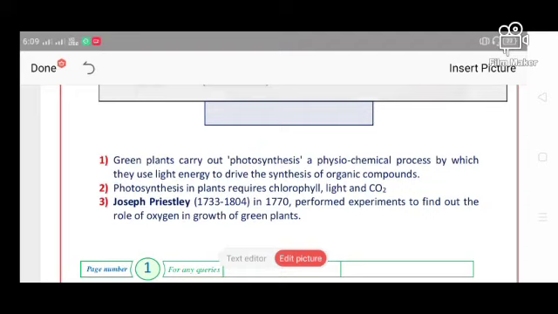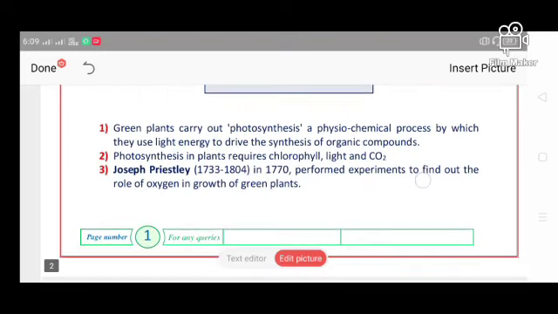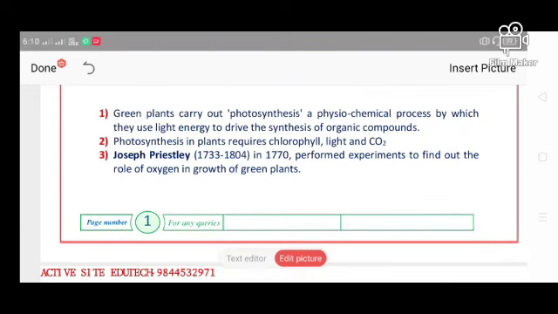Next, there are some points which we have to remember in order to crack the different competitive examinations. The first point is that green plants carry out photosynthesis, a physiochemical process by which they use light energy to synthesize organic compounds. Photosynthesis is a photochemical or physiochemical reaction, that means it is the simultaneous action of physiology as well as chemical reaction, where light is used to synthesize the organic compound. So light helps to convert different compounds into glucose or other products.